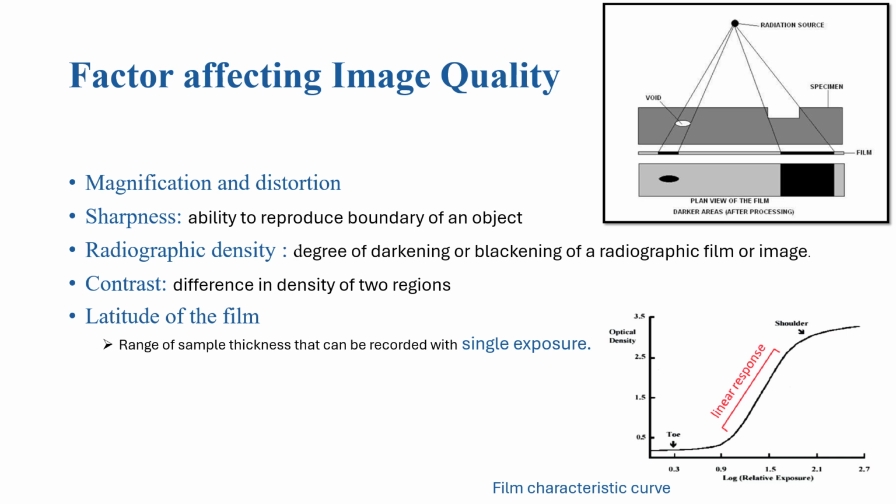So the contrast is the difference in densities in the two regions. The flaw areas have low density and the non-defective areas have higher density. So this will give you the contrast and latitude of the film, that is, the range of sample thickness that can be recorded in a single exposure. So these are some of the factors affecting the image quality in the case of X-ray radiography.